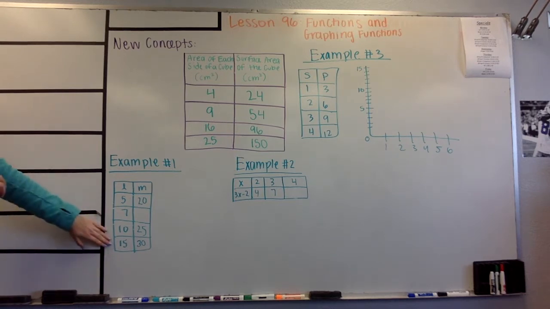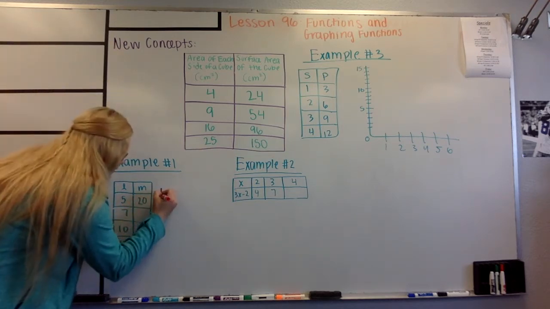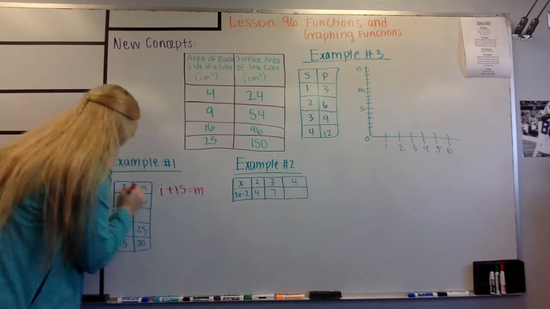Everybody see that one down there? Perfect. So we go, well, if I add 15 to 15, that's going to give me 30. If I add 15 to 10, that's going to give me 25. And if I add 5 and 15 together, that's going to give me 20. So let's see if it'll work for 7. To find m, I add 15 to I. So I equals 7. That's our equation.